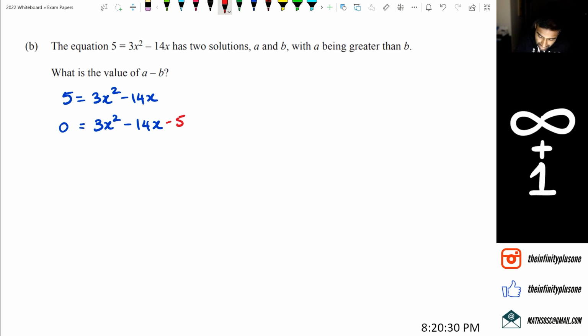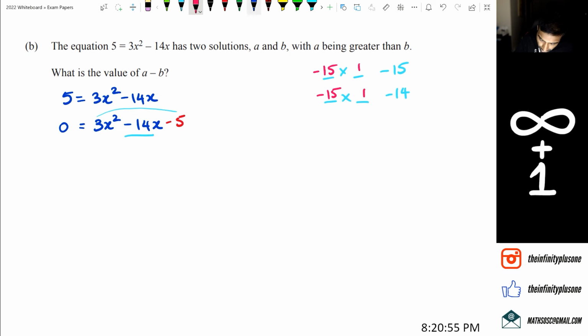So the way I go about this is I have a look at these two numbers. 3 times minus 5 is minus 15. So basically I'm looking for two numbers that multiply to minus 15 but add up to minus 14. Now in this case we're lucky because we can see that this is going to be minus 15 and positive 1.